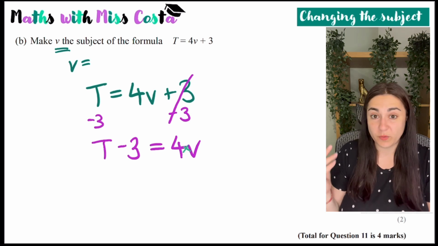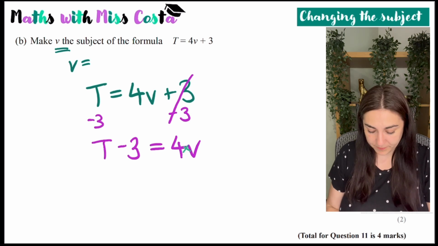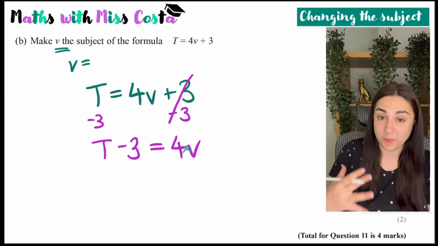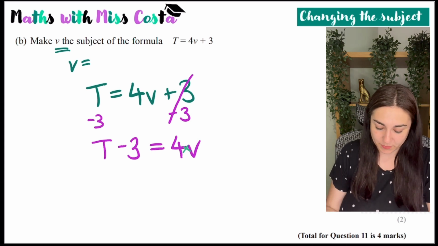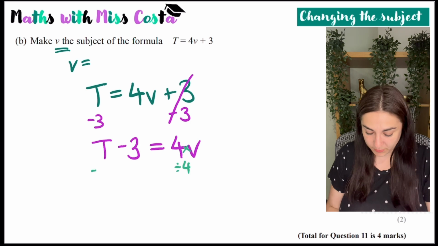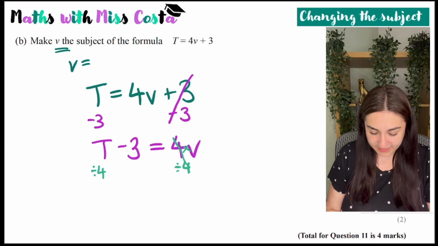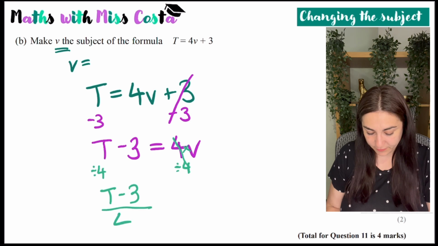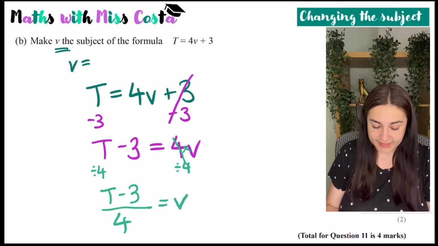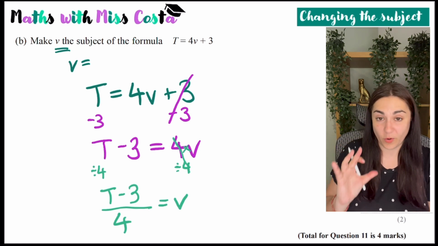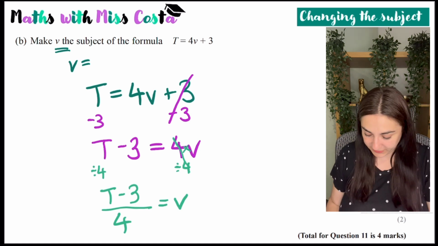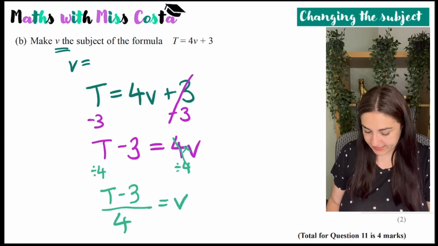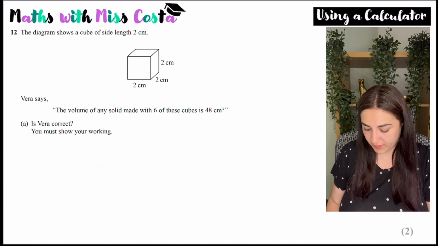Now, what does 4v mean? Well, 4 times v, because when a number and a letter are next to each other, it means they're being multiplied. So the inverse of multiplying by 4 is dividing by 4. So that would cancel that out on this side, and then I'd be left with t minus 3 over 4 equals v. So I've got v on one side by itself, so it is now the subject of the formula. So v equals t take 3 over 4.